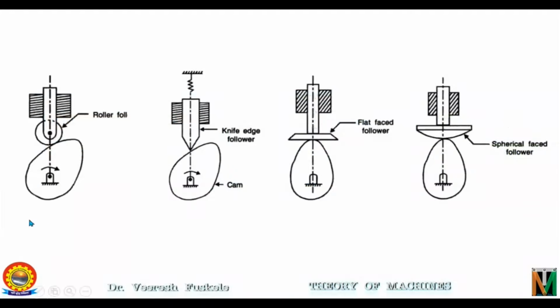So these are the typical examples of radial follower. The follower is known as radial follower if the line of movement of the follower passes through the center of rotation of the cam. So you can see in all these cases, the line of movement of the follower is passing through the center of the cam. So all these are examples of radial followers.